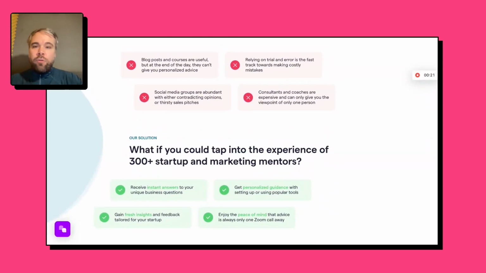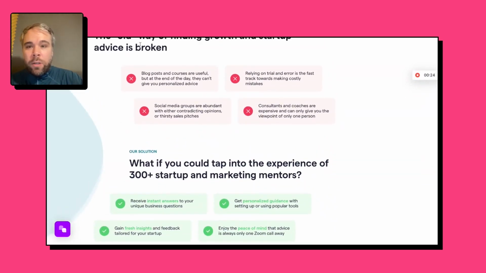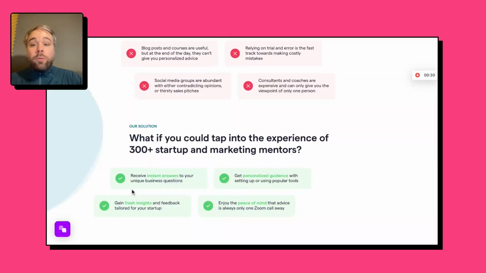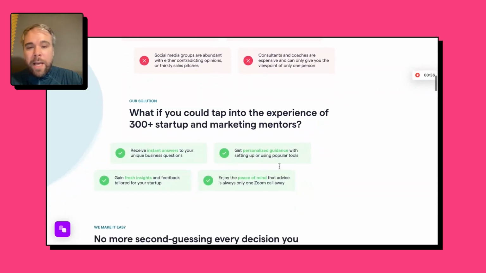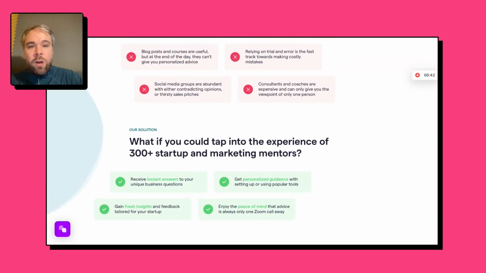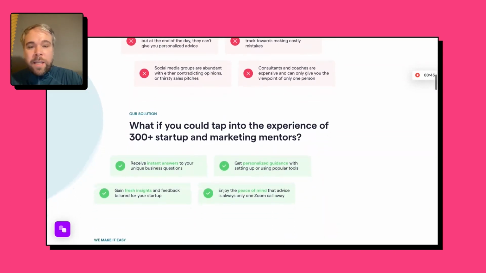What I love about this approach is the pairing of the broken process or pattern with the alternate. So if you look here, consultants and coaches are expensive and can only give you the viewpoint of one person. Here, enjoy the peace of mind that advice is always only one Zoom call away. Here, it's saying that trial and error is a fast track towards making costly mistakes. And here it's referring to personalized guidance. So you're basically pairing the pain and the future together to draw really direct comparisons, life with and without our product. A nice interpretation of the before and after on this page.